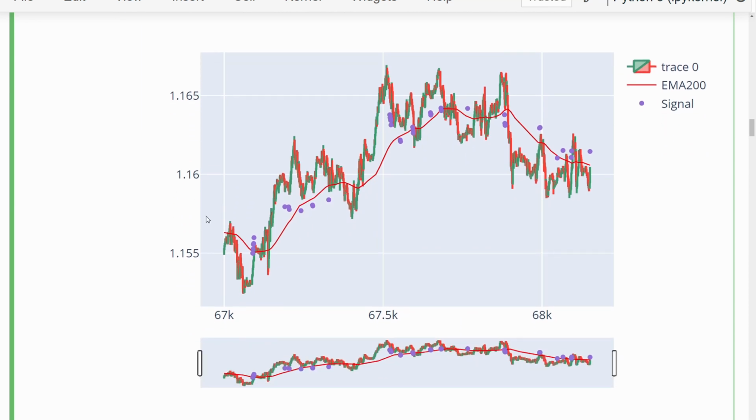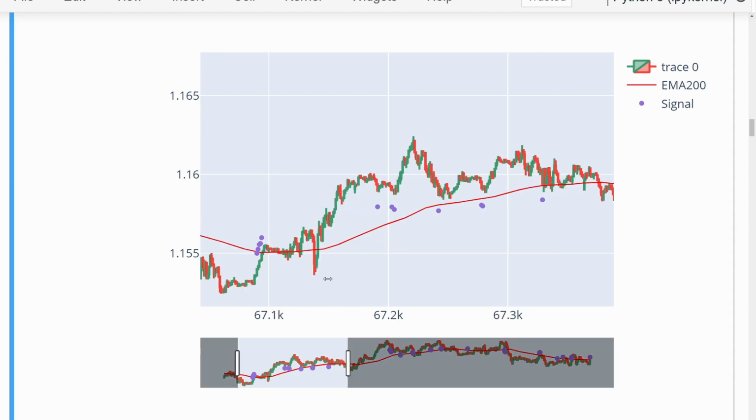And this is what we get. This is our result. We have the 200 EMA. We have these candles here trading above the curve. So we are in an uptrend theoretically. And at the same time, these points will indicate the candles where we had RSI values below 10. And these are our buying signals. So we can zoom in and see how things are behaving.